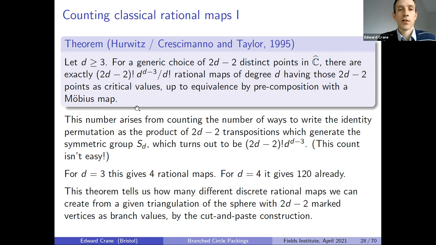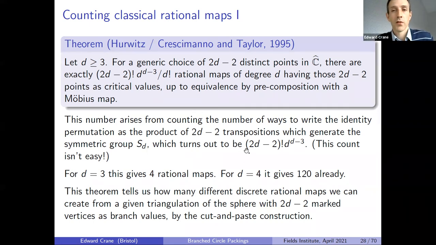Well, Hurwitz knew that it should be the number of ways to write the identity permutation in the symmetric group S_d as a product of 2d minus 2 transpositions, which generate the symmetric group. The reason is that as you walk around each critical value, you permute the sheets by just transposing two of them, because it's a simple critical value, the image of just one critical point. And walking around all of those critical points just once is equivalent to doing nothing. That's why the product of these transpositions must be the identity, but also you want your covering surface to be connected, which is why the product of the transpositions must generate the symmetric group.